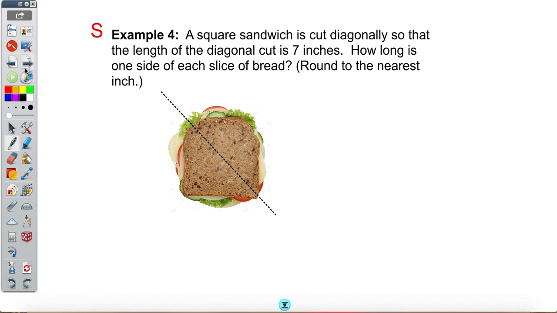All right, example 4, and it has an S by it. So again, I'm going to have you pause the video, copy this down, and solve it on your own. The problem is the square sandwich is cut diagonally so that the length of the diagonal cut is 7 inches. How long is one side of each slice of bread? Oh boy.